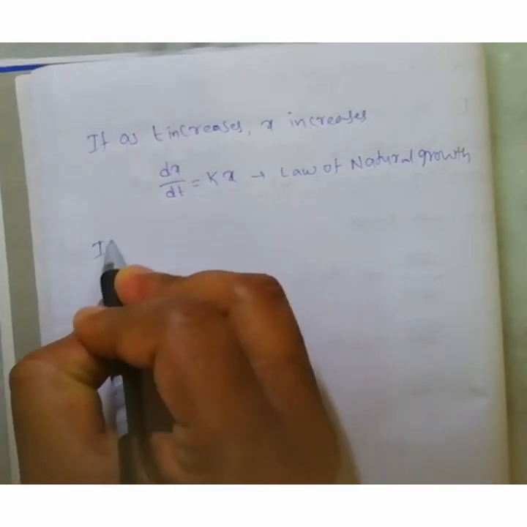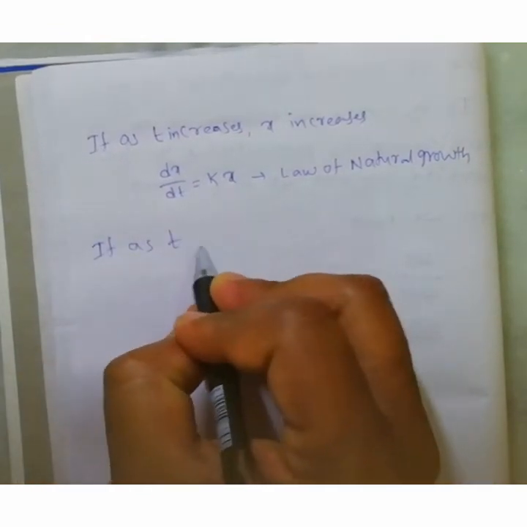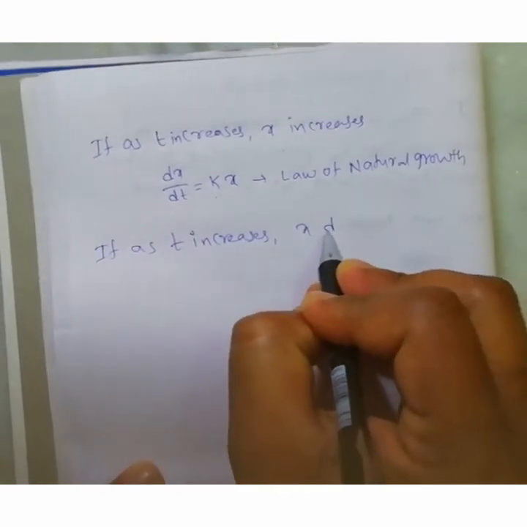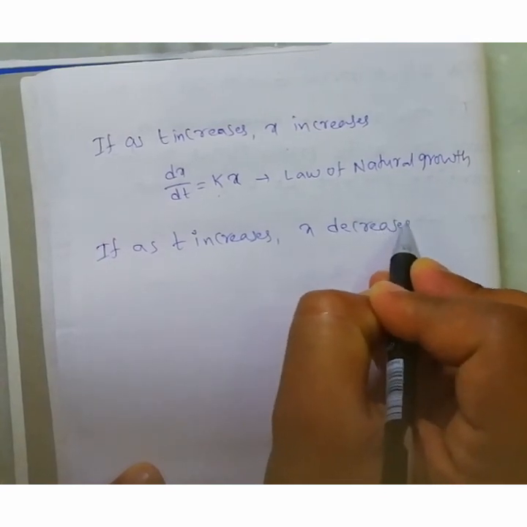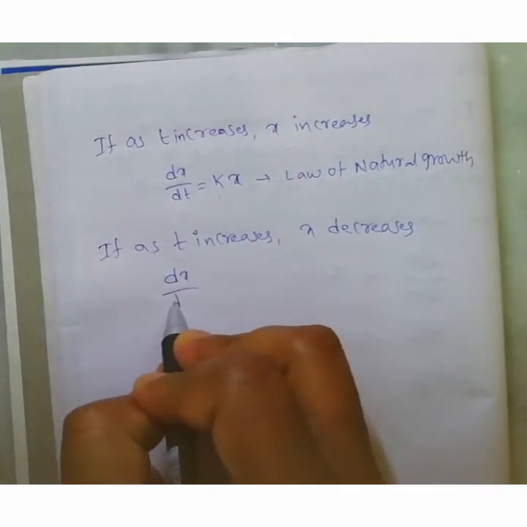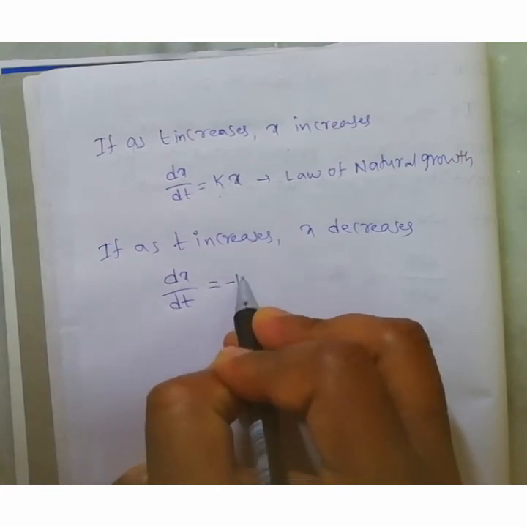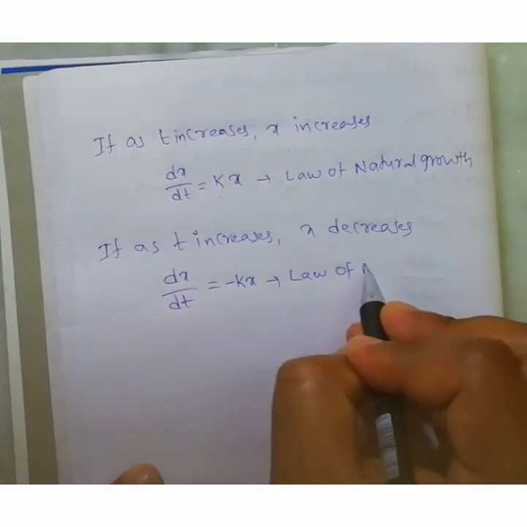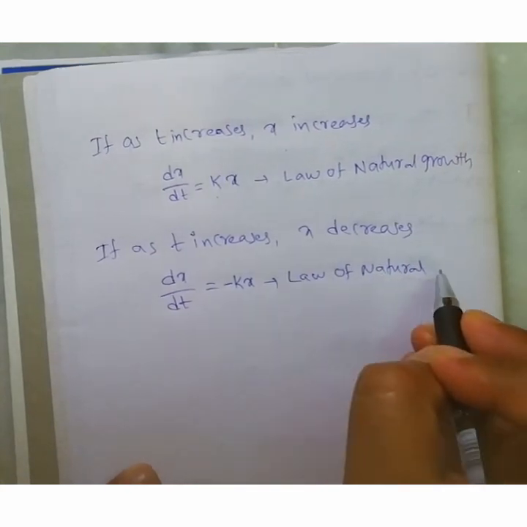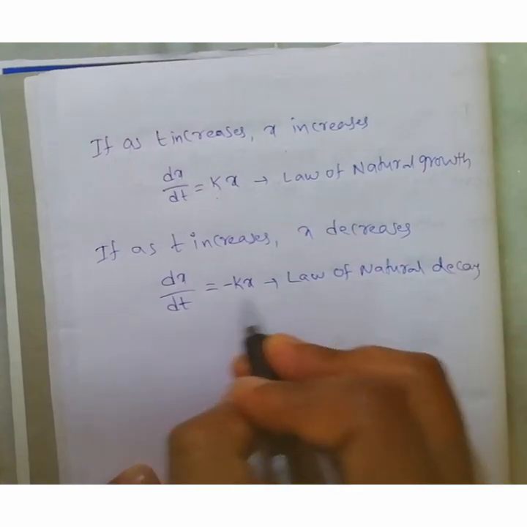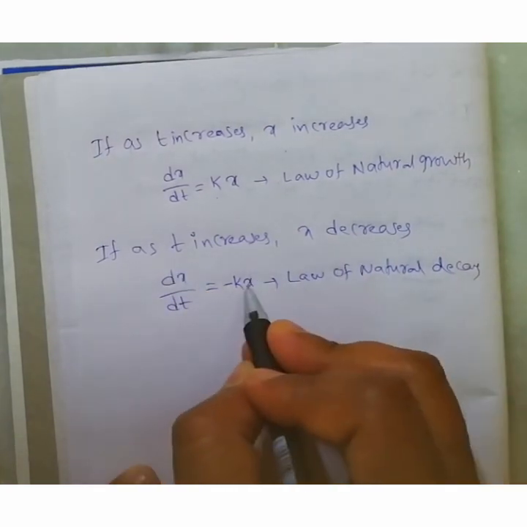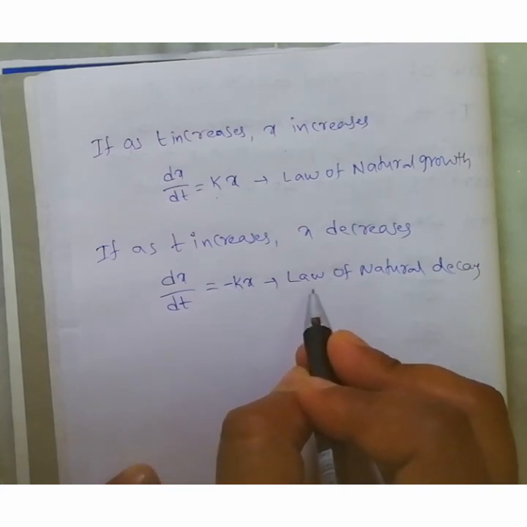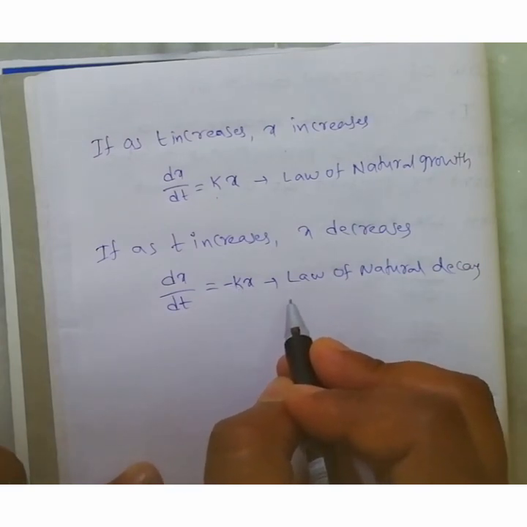Similarly, if as t increases, x decreases, then we take dx by dt is equal to minus k into x. So this is the law of natural decay. That means here, in decay, when time increases, x should decrease. So that's why I take minus k here. The best example for the law of natural decay is radioactive substances.